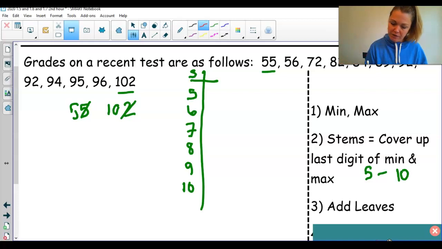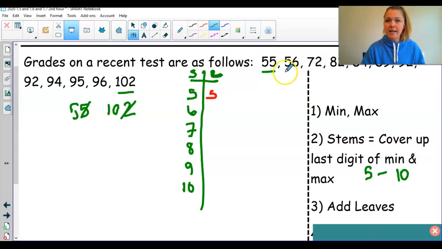The first number I have here is 55, right? Give me a second. Uh-oh. My pen is not working very well. There we go. The stem is the 5 from the 50, and then the leaf is the other 5. So I'm going to write 5 for the leaf, right? The next one is 56. So I already have the stem being that 5 there. So I just need to put a 6 for the leaf.